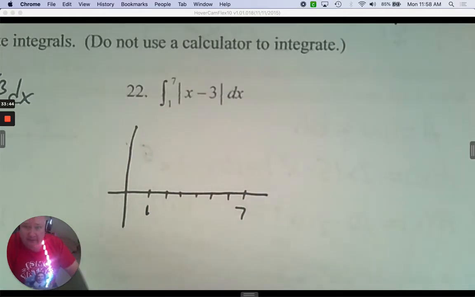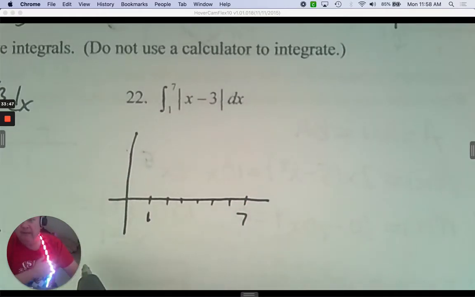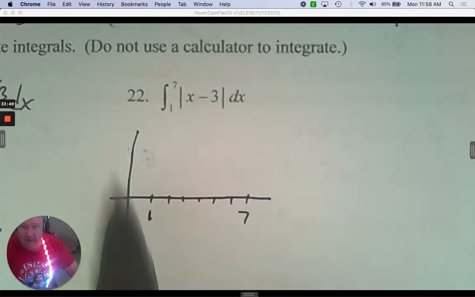So for this one, you can see there's a beautiful light beam on my shirt. That's okay. I'm going to power through.